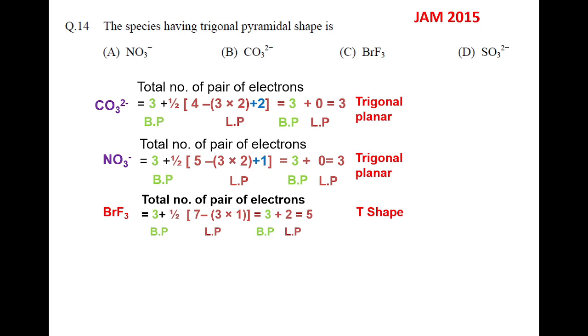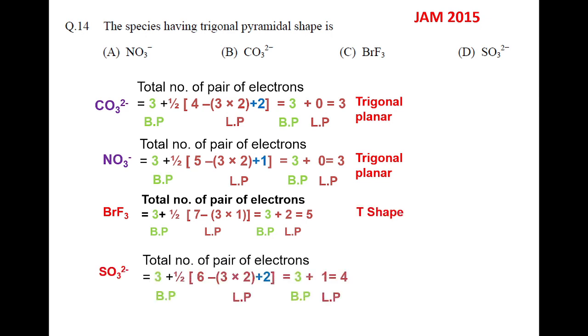In case of SO3 2 minus, the sulfite ion, 3 bond pair, 1 lone pair. So the shape is trigonal pyramidal. So the answer is trigonal pyramidal shape, SO3 2 minus. So the answer is D. In this way, we will solve this problem to predict the shape of molecules.